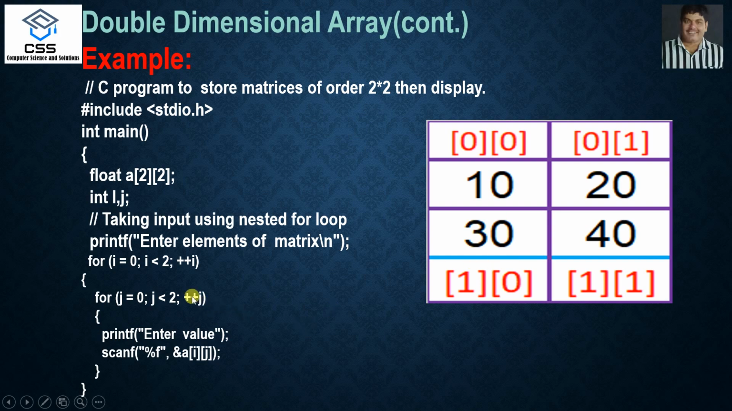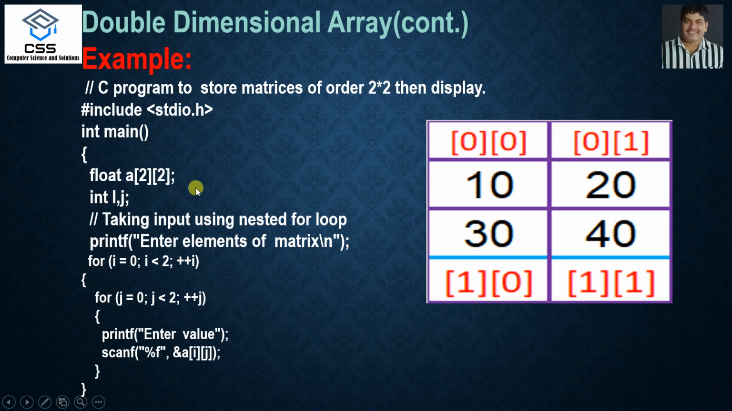Now, j is incremented again by 1, that becomes 1. 1 less than 2, yes. Location is i1, j1. i1, j1 means this one, means 4 elements are already stored. Now j is incremented to 2. 2 is less than 2, no. Again it goes to the upper loop. i is incremented to 2. 2 is less than 2, no. It will come out of the loop, means 4 elements are already stored.